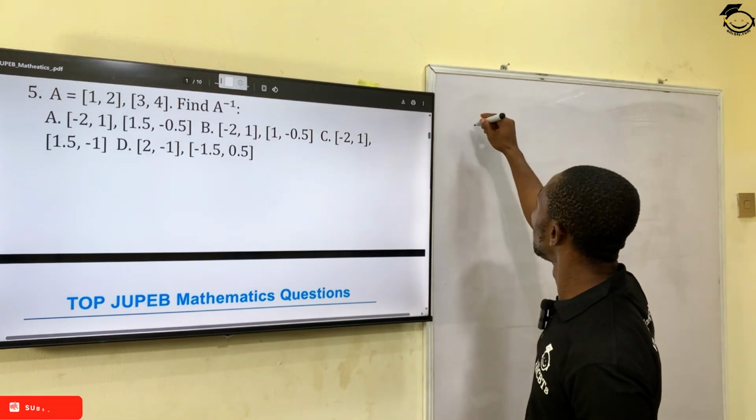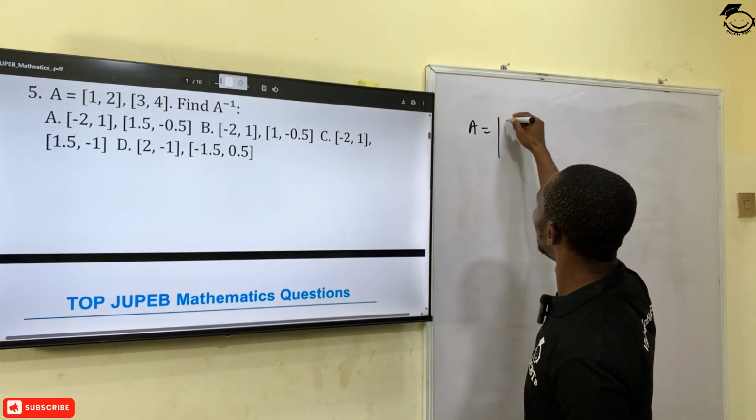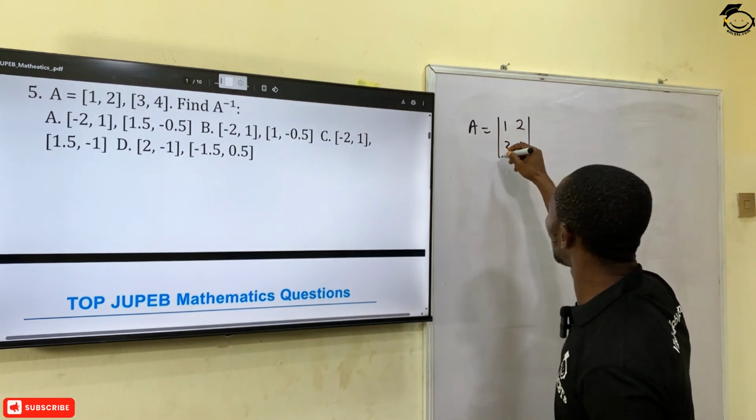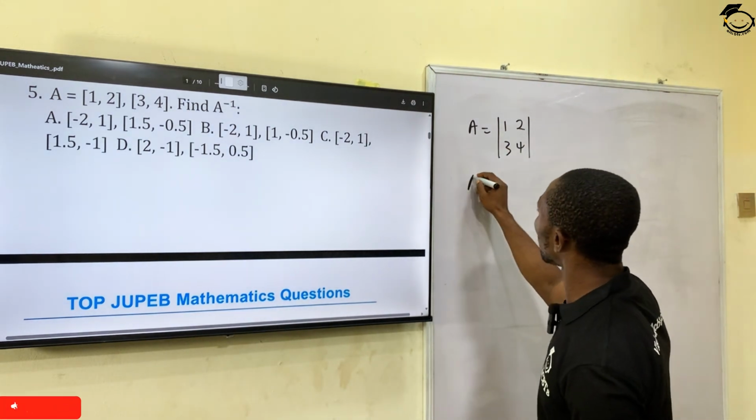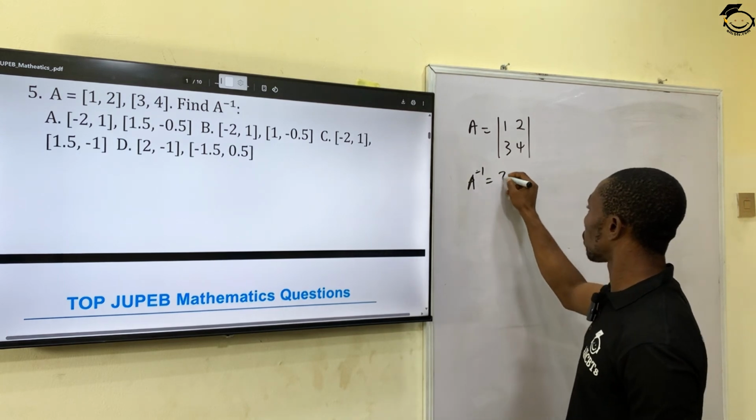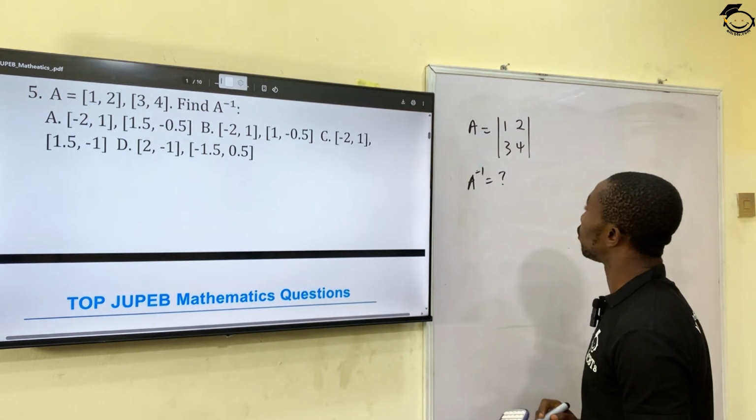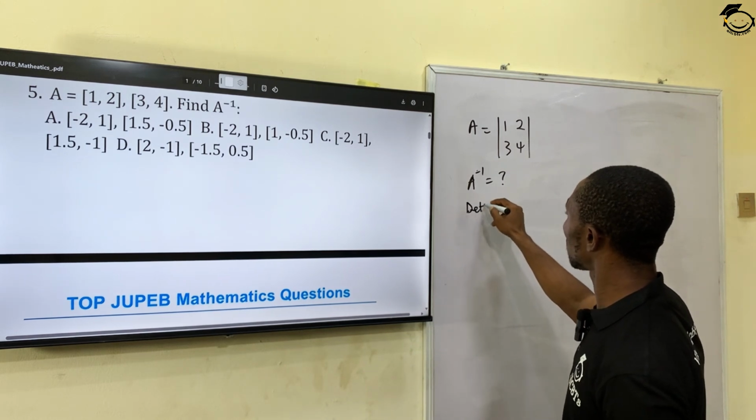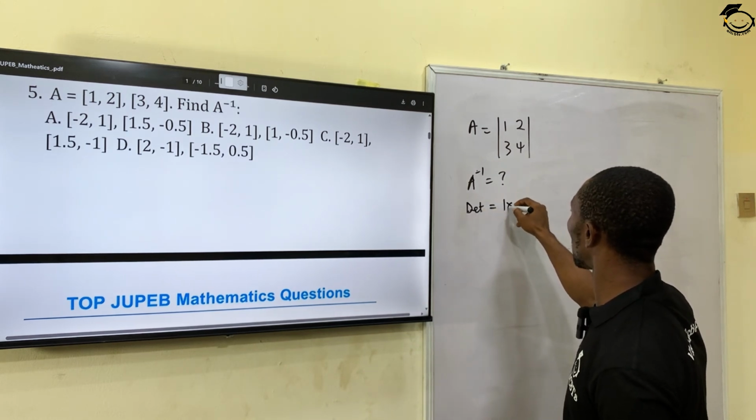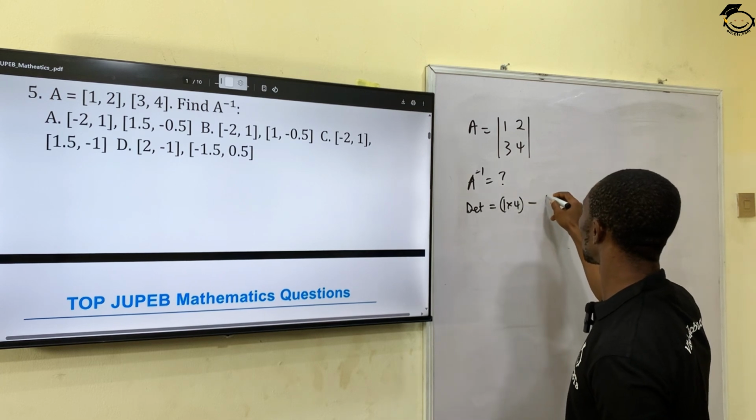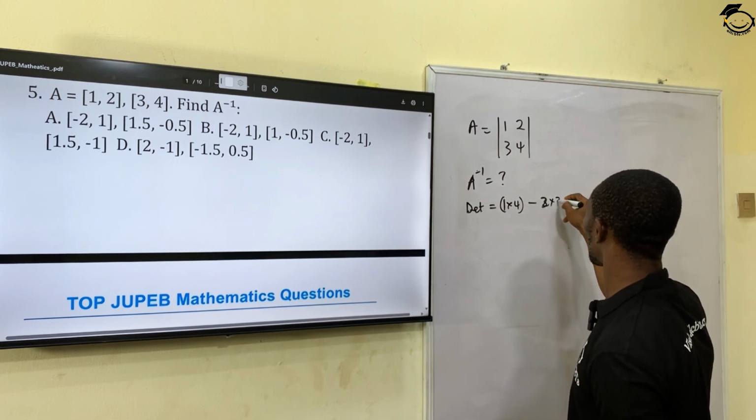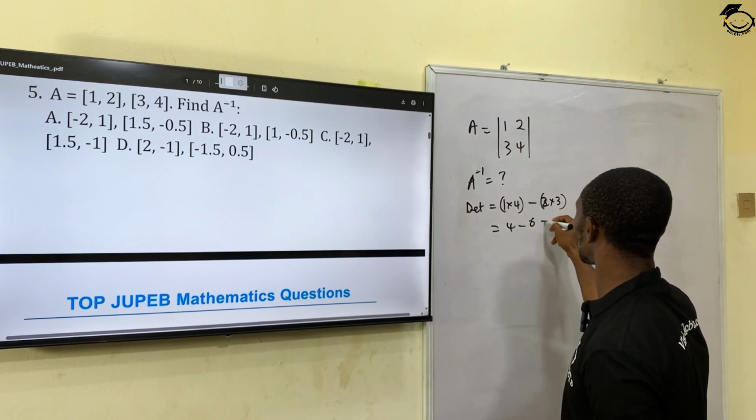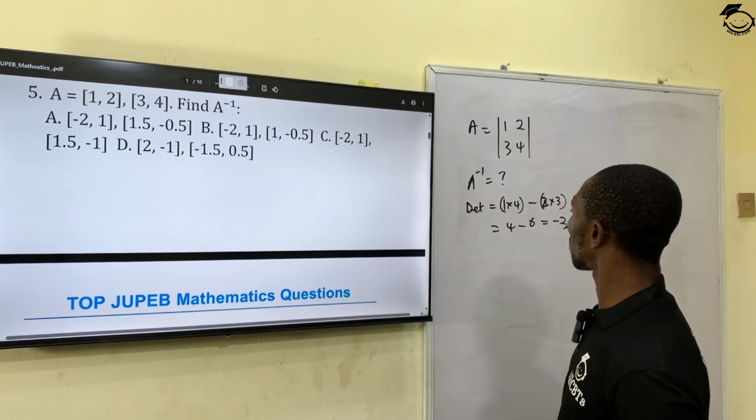If A equals 1, 2, 3, 4, it says find the inverse of A. So our A inverse is what you're looking for. In order to find the inverse of A, we'll first of all find the determinant of this matrix. For our determinant, we have 1 times 4 minus 2 times 3, which will give us 4 minus 6, which will give us minus 2. So our determinant is minus 2.